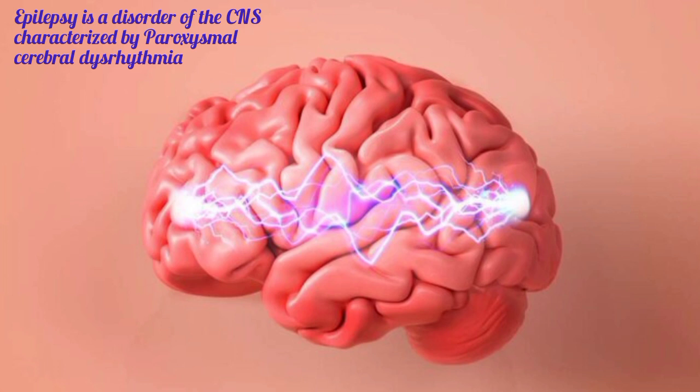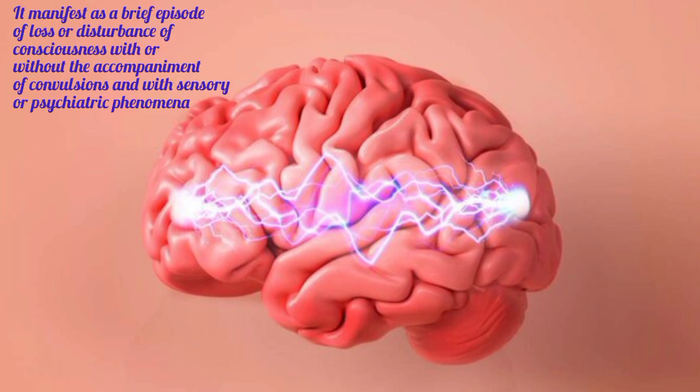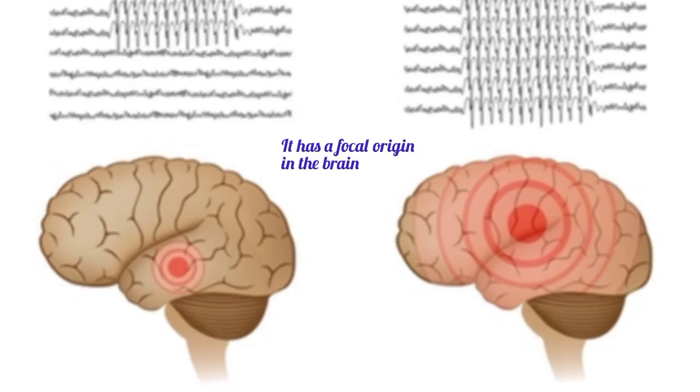Epilepsy is a disorder of the central nervous system that is characterized by paroxysmal cerebral dysrhythmia. It manifests as a brief episode of loss or disturbance of consciousness, with or without the accompaniment of convulsion, and with sensory or psychiatric phenomena. It has a focal origin in the brain, and the manifestations depend on the sites of the focus.